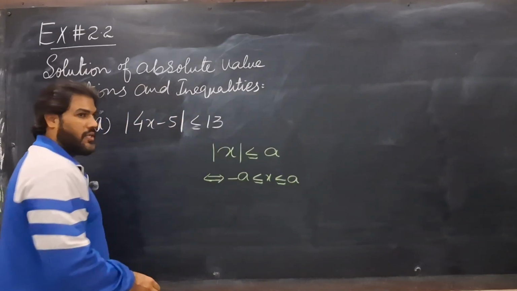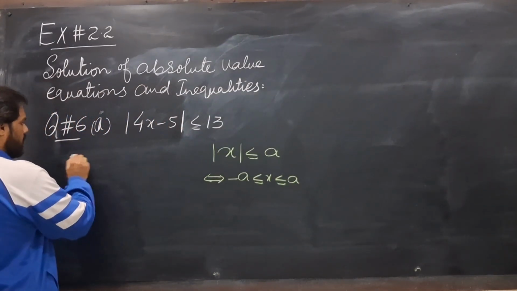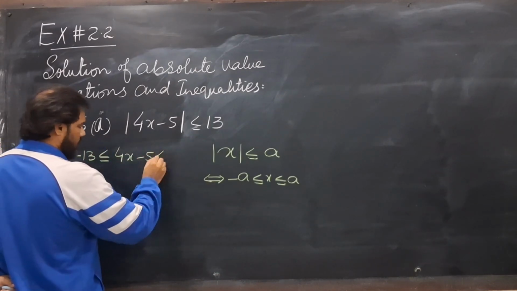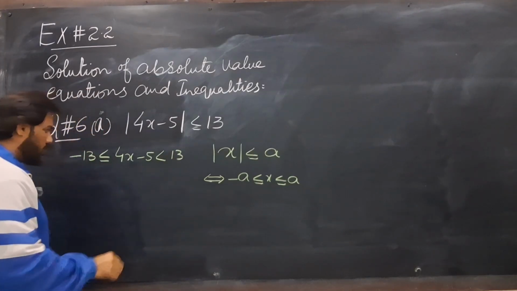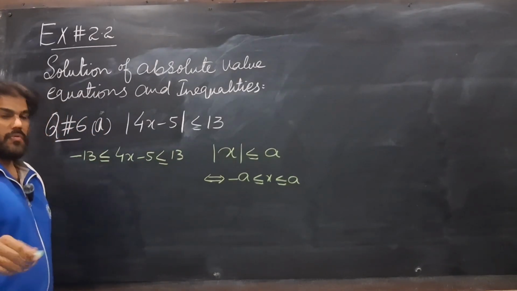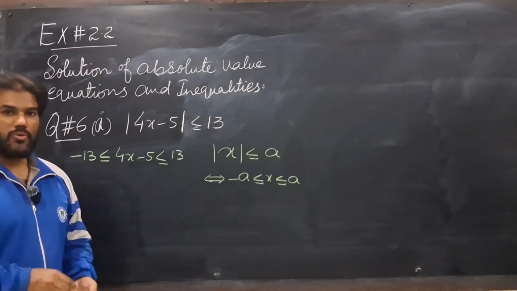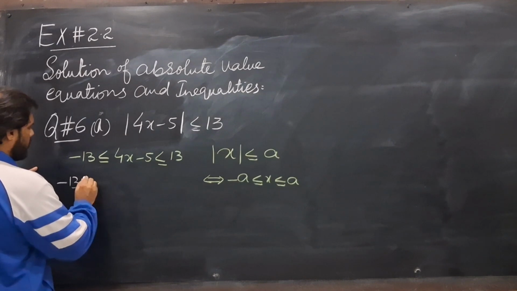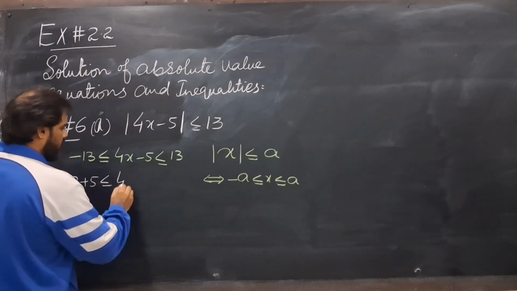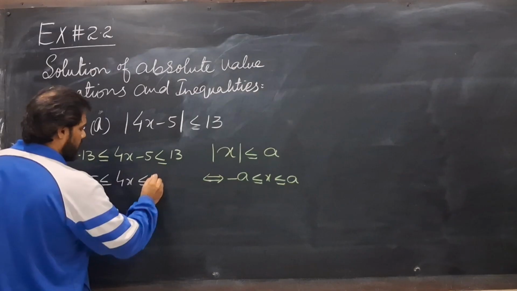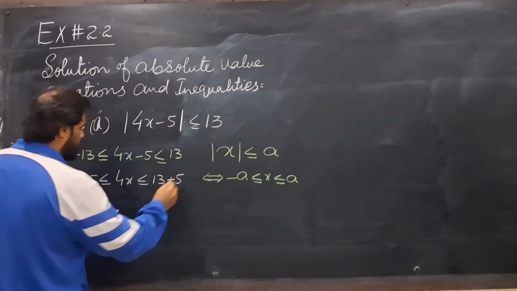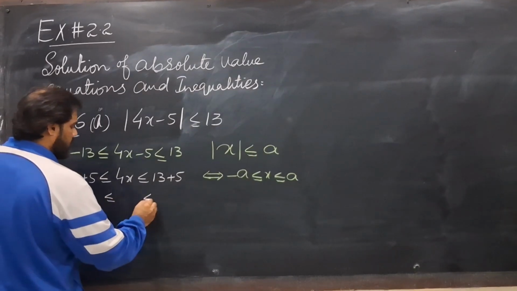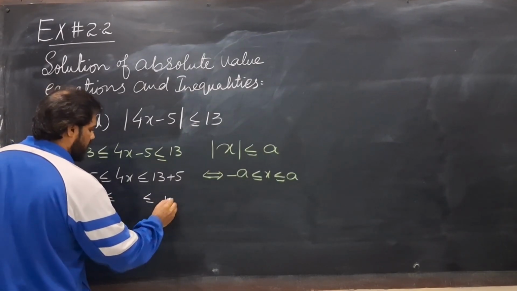So by using this fact, we can write this inequality as minus 13 less than or equal to 4x minus 5 less than or equal to plus 13. Now we solve this inequality for the value of x. Adding 5 on both sides, we have minus 13 plus 5 less than or equal to 4x, which is less than or equal to 13 plus 5. This is minus 8 less than or equal to 4x, and 13 plus 5 is 18.